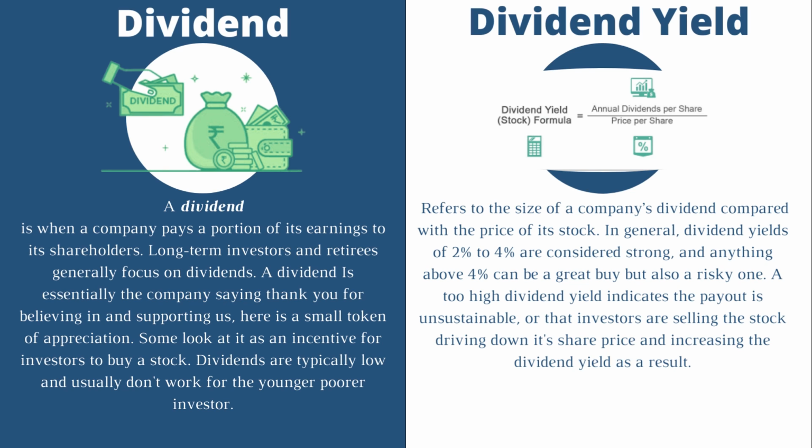A dividend yield refers to the size of a company's dividend compared with the price of its stock. In general, dividend yields of 2% to 4% are considered strong, and anything above 4% can be a great buy but also a risky one. A too high dividend yield indicates the payout is unsustainable, or that investors are selling the stock, driving down its share price and increasing the dividend yield as a result.